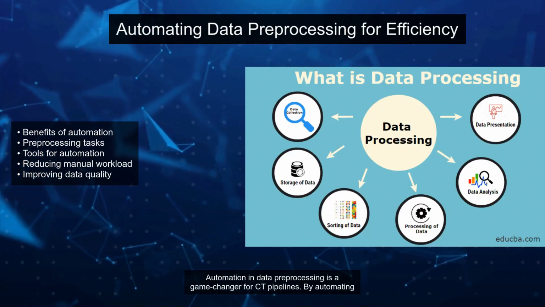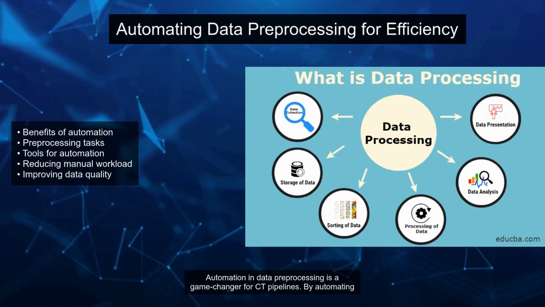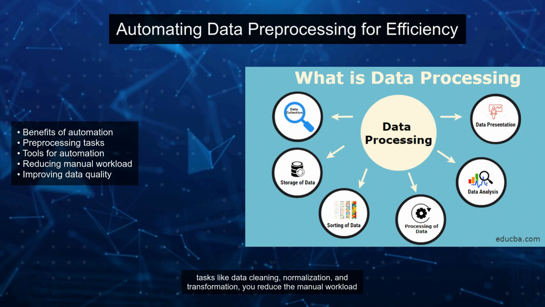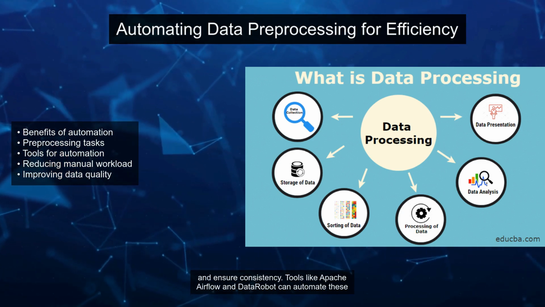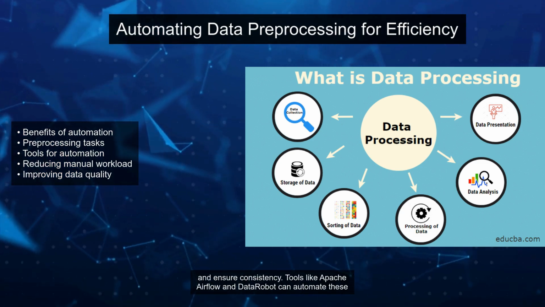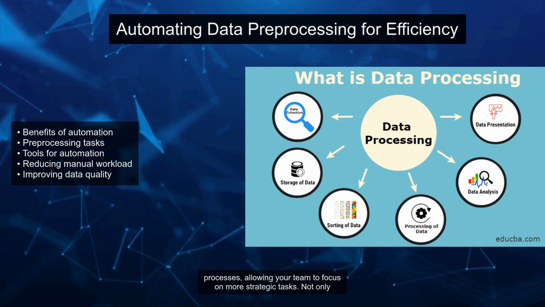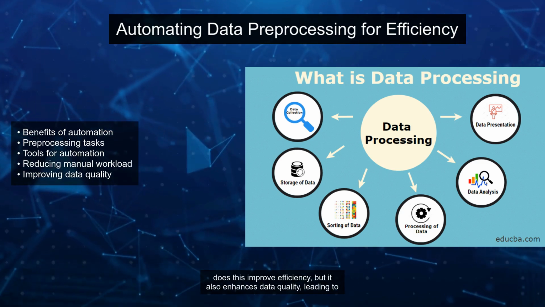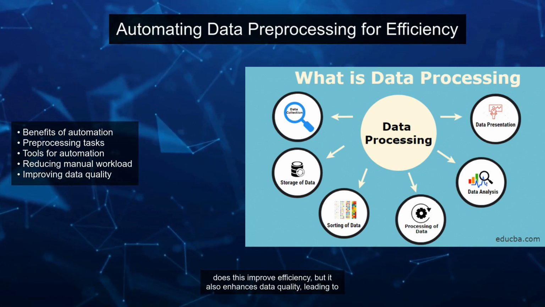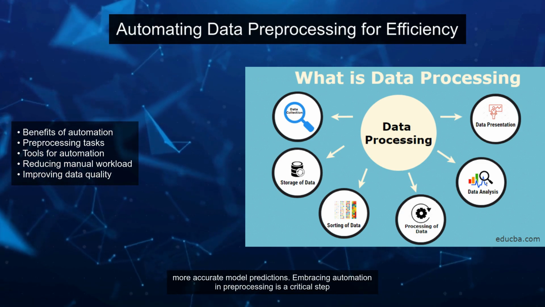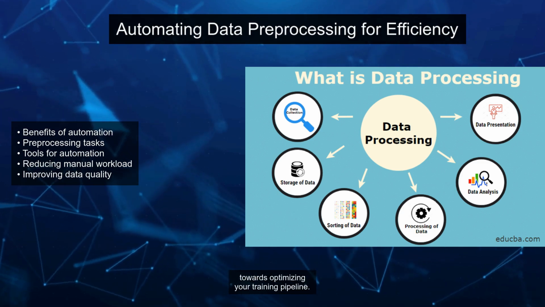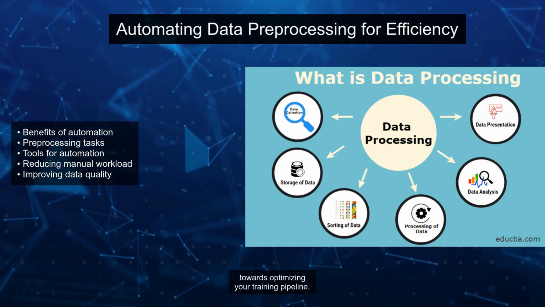Automation in data preprocessing is a game changer for CT pipelines. By automating tasks like data cleaning, normalization, and transformation, you reduce the manual workload and ensure consistency. Tools like Apache Airflow and DataRobot can automate these processes, allowing your team to focus on more strategic tasks. Not only does this improve efficiency, but it also enhances data quality, leading to more accurate model predictions. Embracing automation in preprocessing is a critical step towards optimizing your training pipeline.